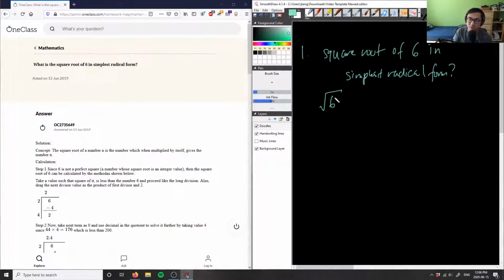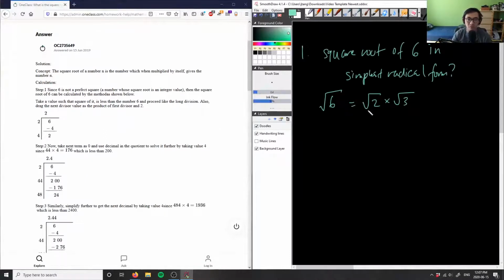Well, in this case, if you take out the factors of 6, we know that 2 goes into 6, and 2 times 3 is going to equal 6, right? So root 6 is actually the simplest radical form in this case, because we can't find any other factors that are not prime numbers. 2 and 3 are both prime numbers here, so root 6 is definitely the simplest radical form. However, what they did in this solution was find the approximate value of what root 6 is. So let's take a look at the solution here.